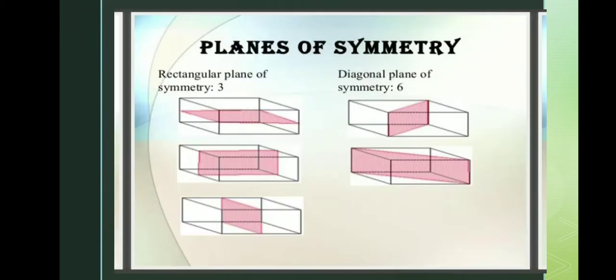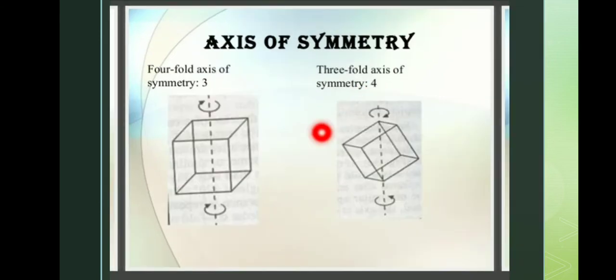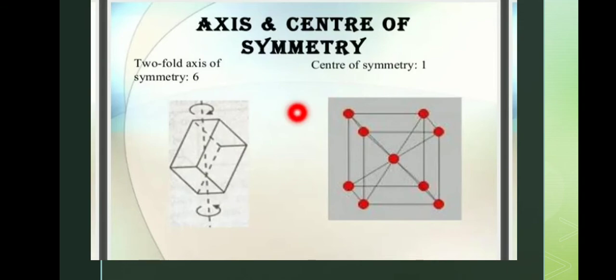First, plane of symmetry. Rectangular planes of symmetry: 1, 2, 3. Diagonal planes of symmetry: 1, 2, 3, 4, 5, 6. Axis of symmetry: four-fold axes of symmetry 1, 2, 3. Three-fold axes of symmetry 1, 2, 3. Two-fold axes of symmetry: 1, 2, 3, 4, 5, 6. Center of symmetry: only 1.